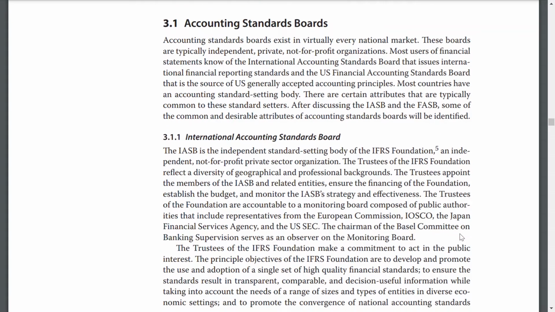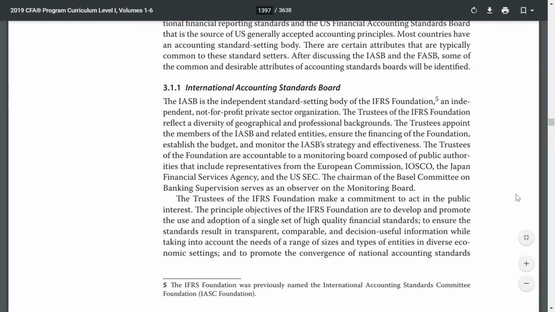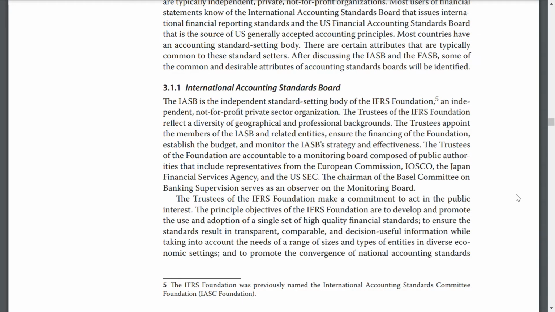The International Accounting Standards Board, the IASB, is the independent standard-setting body of the IFRS Foundation, an independent not-for-profit private sector organization. The trustees of the IFRS Foundation reflect a diversity of geographical and professional backgrounds. The trustees appoint members of the IASB and related entities, ensure the financing of the foundation, establish the budget, and monitor the IASB's strategy and effectiveness.